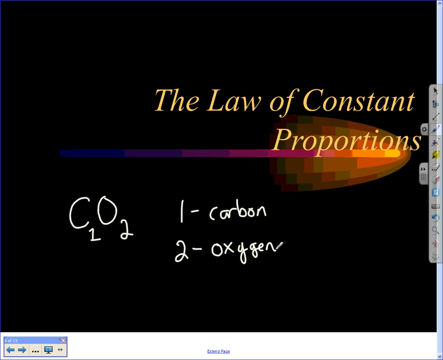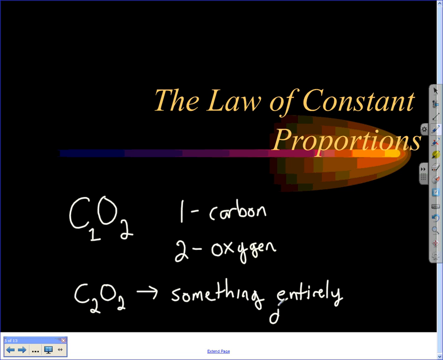And this is unique to carbon dioxide, CO2. If there was two carbons, this would be something entirely new or different. So what the law of constant proportion states is essentially that chemical compounds, two or more different elements combined chemically, are unique combinations of their elements. Let's go ahead and look at the next slide here real quick.